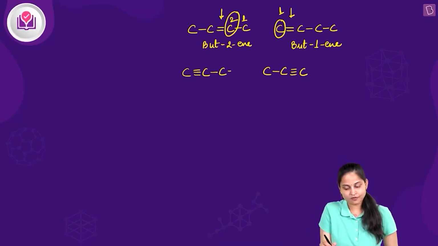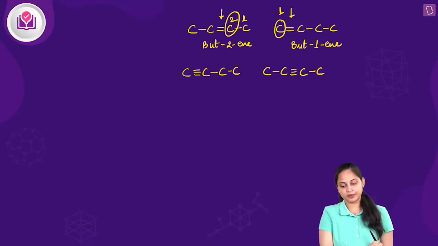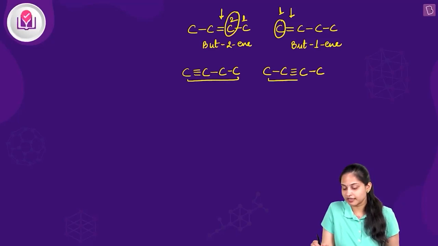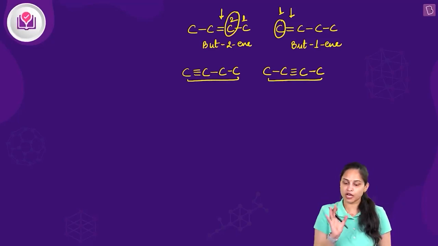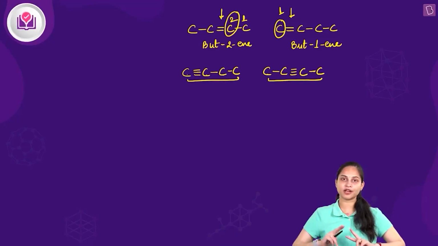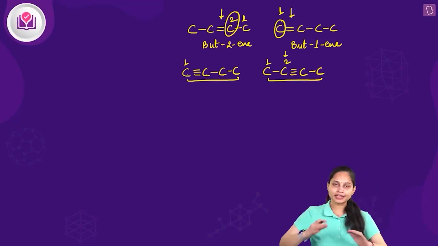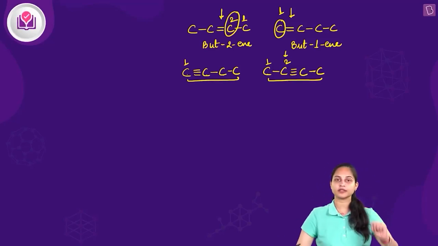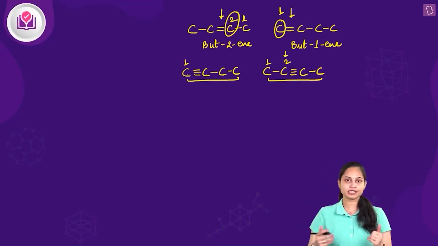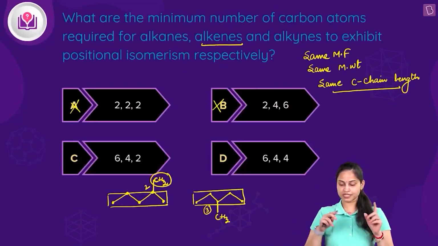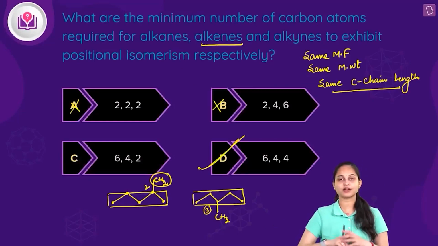But yes, if I attach one more carbon atom over here, and one more carbon atom over here, the parent chain length is the same. The parent chain consists of 4 carbon atoms, 1 2 3 4, but the position of the multiple bond has been changed. Over here the triple bond is present at the first position, and over here the triple bond is present at the second position. So for alkyne also we require minimum 4 carbon atoms to exhibit positional isomerism. Hence I'll go with 6, 4 and 4. Option D is the best suited answer for this question.